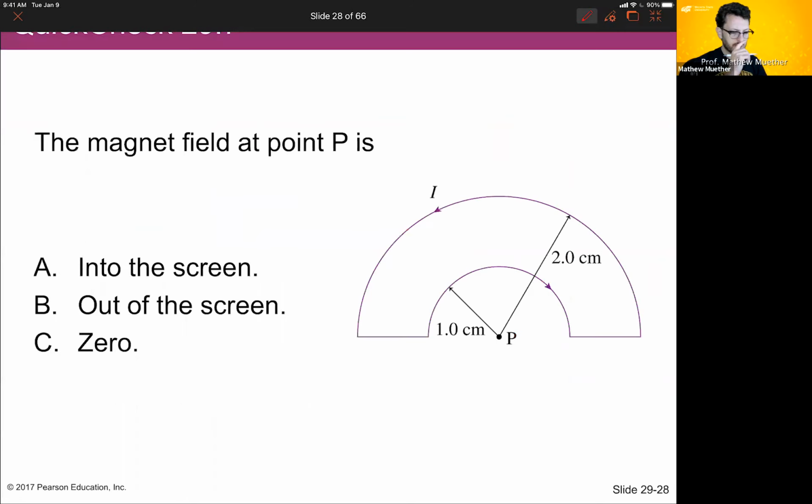What about this one? Now I've got this kind of funny shaped wire where I've got current going in this direction through the lower part of this funny shaped wire, and I've got current flowing in this direction in the upper part. What direction does the magnetic field point at this position P?